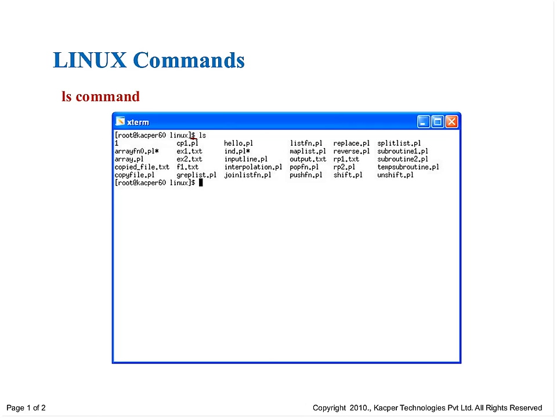And if you say star txt, then it only gives you the txt files, which in this case are basically this copied file, ex1.txt, ex2.txt, f1.txt, and maybe out.txt. So it is useful in the ls command to actually filter for some files and not others. So this is again a very useful command as I mentioned. And now let's look at the cd command.